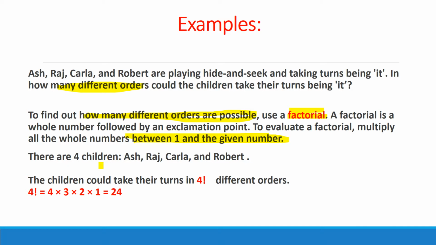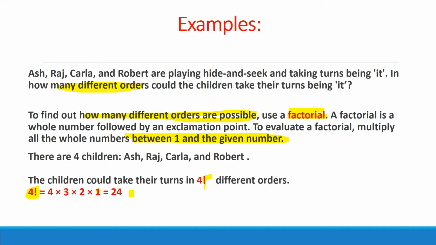We have four children, Ash, Raj, Carla and Robert. So it means that we will write down 4 factorial. 4 factorial. And this is the symbol of factorial, the exclamation point. So 4 factorial is equal to 4 multiplied by 3 multiplied by 2 multiplied by 1, which is equal to 24. So 4 times 3 is 12, 12 times 2 is 24, 24 times 1 is 24. Right? So this is between 1 and the given number. So this is 1 and this is the given number. So there are 24 different orders.